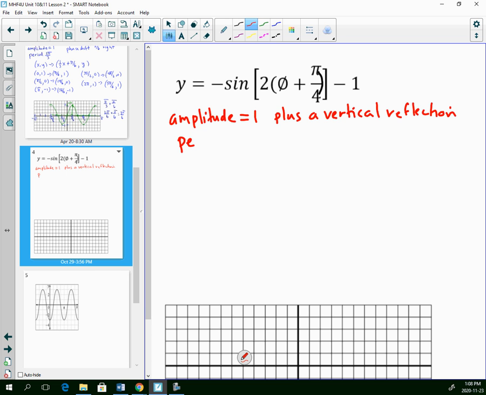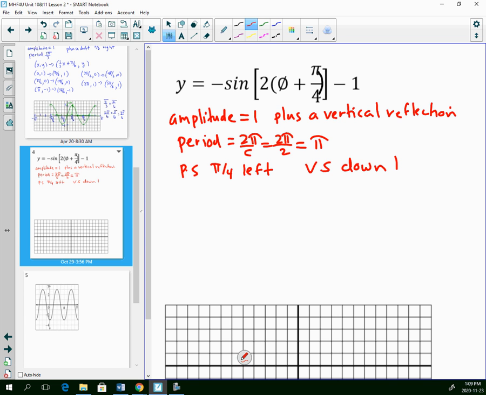The period is going to be pi, right? So 2 pi divided by c would be 2 pi divided by 2, so just pi. It has a phase shift of pi over 4, which is going to the left, and it has a vertical shift of down 1. Okay, so there's 4 transformations here.